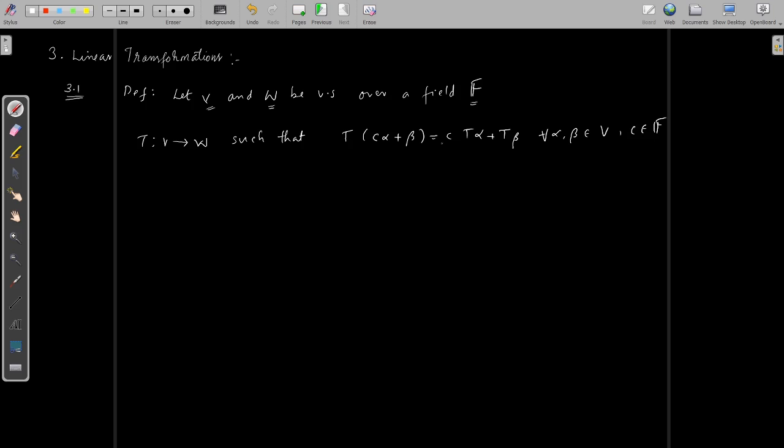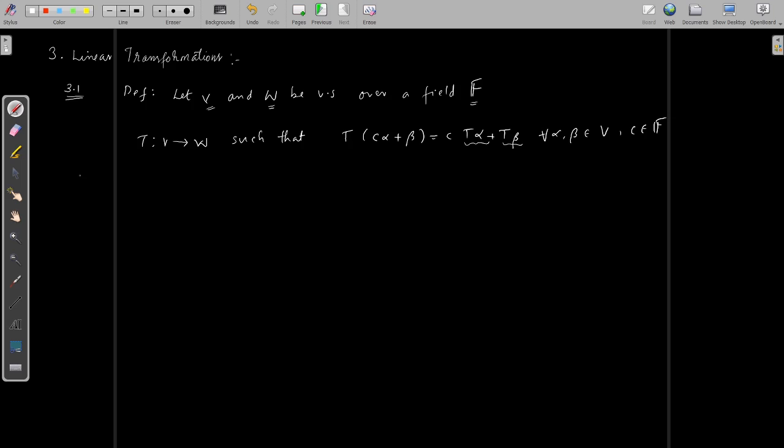If c comes from the common field F, you can say that T alpha is an element of W and T beta is also an element of W. Then c times an element of W should be defined. That's why our hypothesis is that F is common to V and W. This is the definition of a linear transformation.